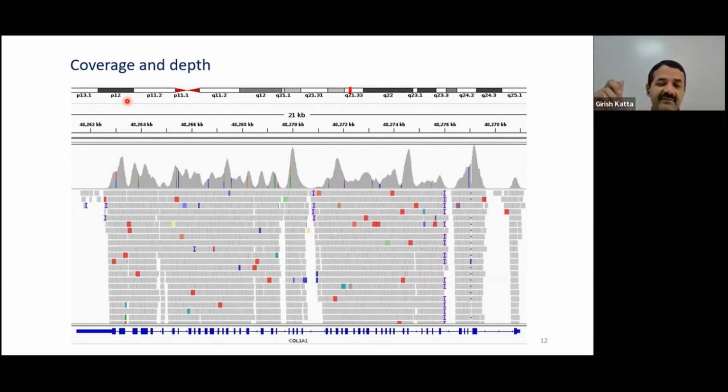Technically, it may be called a bed file. Bed file is like a region of interest. Then we have depth, how many times a region is covered. You can see here, this is a chromosome, and you can see how well each region is covered. You can see the taller peak, that means it is covered in more depth. I will show you in my next slide.